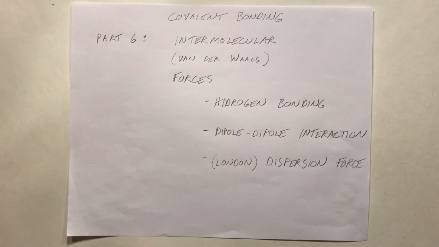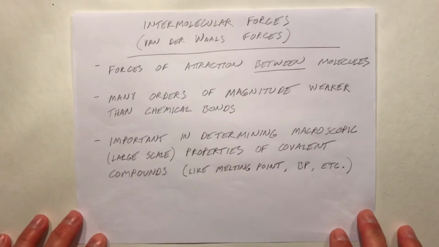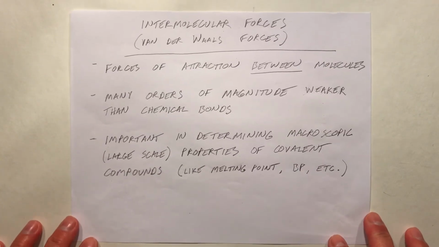Covalent bonding, part 6. Intermolecular forces, which are also known as van der Waals forces because they were named after the scientist who first came up with the concept. We're going to take a look at the three main types of intermolecular force: hydrogen bonding, dipole-dipole interaction, and London dispersion force. Some people would just call that dispersion force.